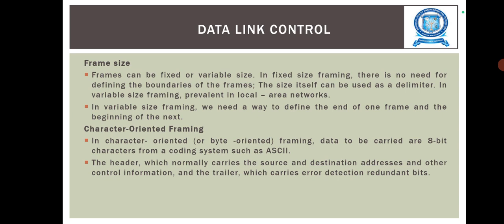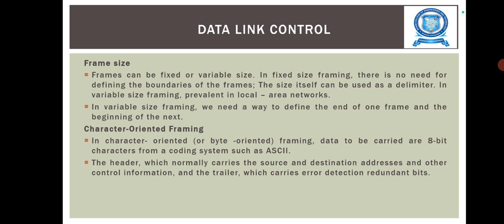In fixed size framing, there is no need for defining the boundary of the frame. The size itself can be used as a delimiter. Variable size framing is prevalent in local area networks. In variable size framing, we need a way to define the end of one frame and the beginning of the next.